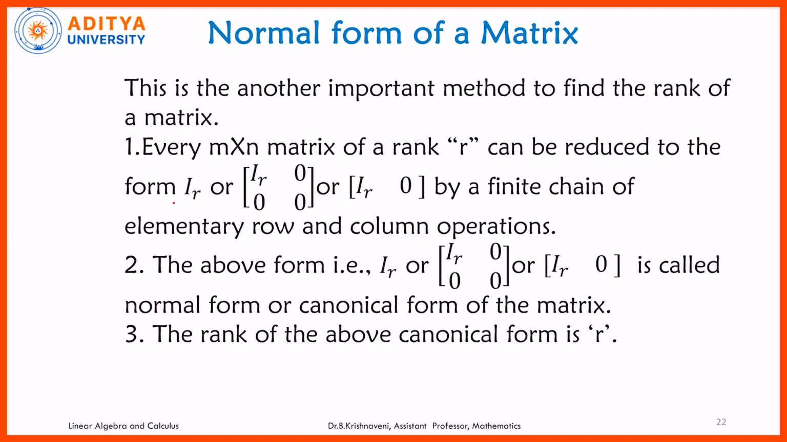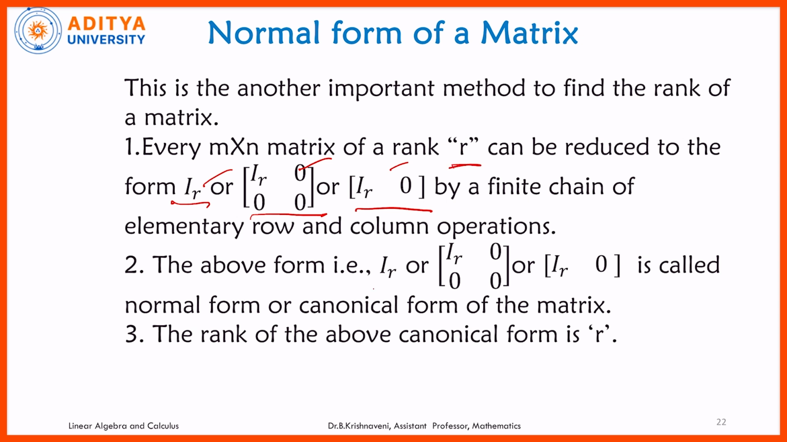So, how to find that? Every m by n matrix of rank R can be reduced to normal form I_R, or I_R 0, or I_R 0, 0, 0, by a finite number of elementary row and column operations. So we can reduce any matrix of order m by n into any of these forms, so that we can say the matrix is reduced to normal form, and the rank of that matrix is equal to R.